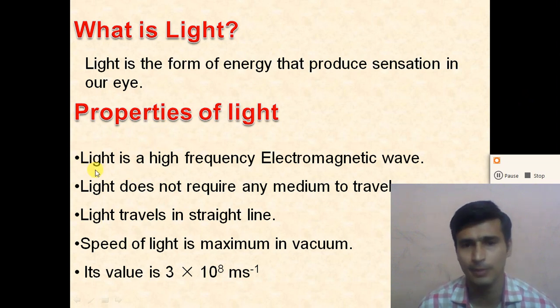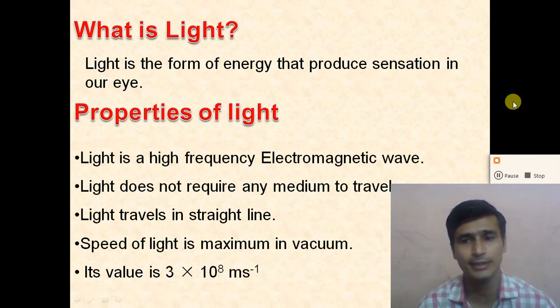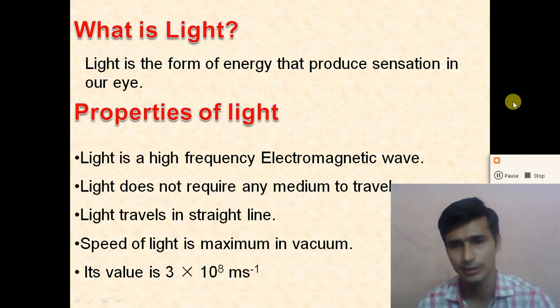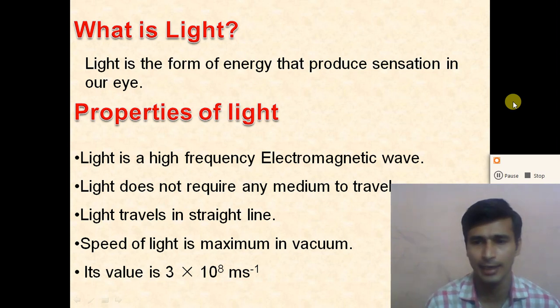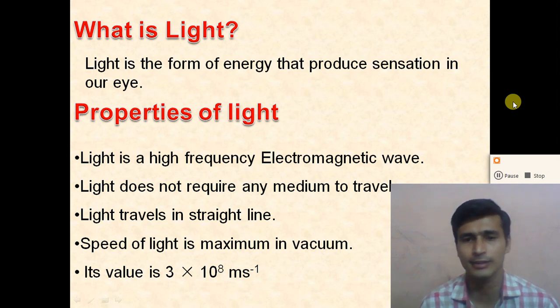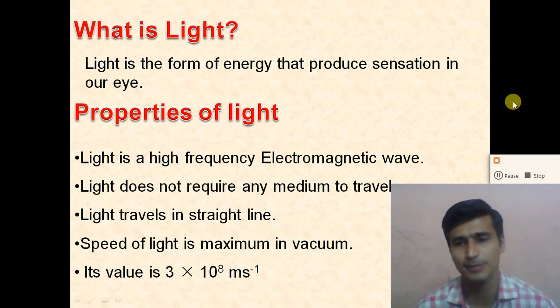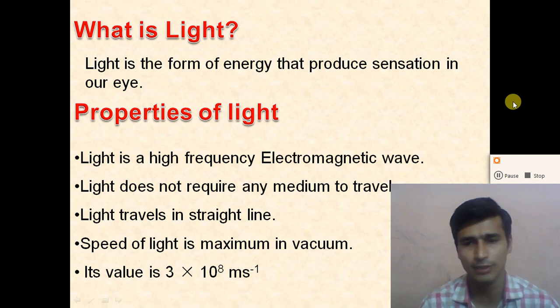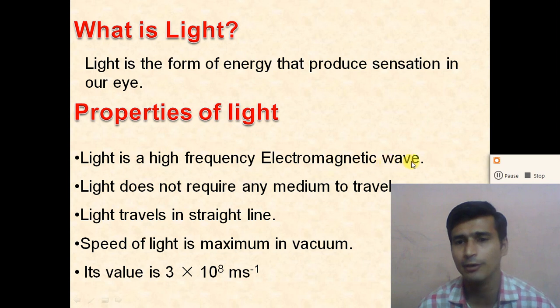The first property of light: light is a high frequency electromagnetic wave. Here light is considered as a wave. Light has two different types of nature. Some principles regarding light are explained with the help of the particle nature of light, whereas some principles of light can be explained with the help of the wave nature of light. So here light is a very high frequency electromagnetic wave.